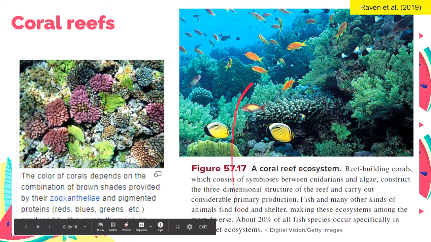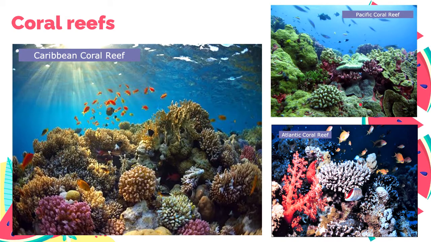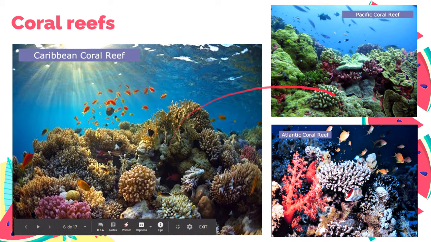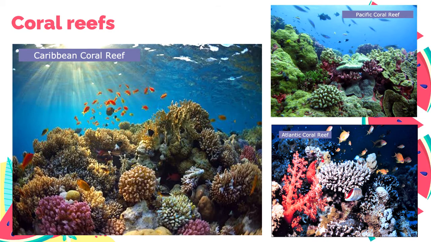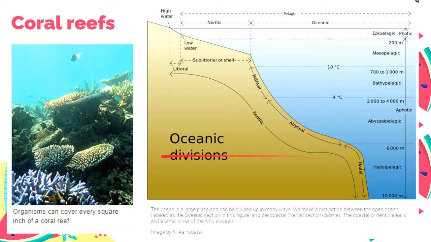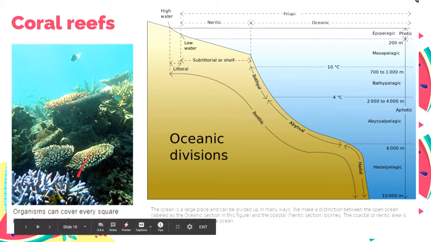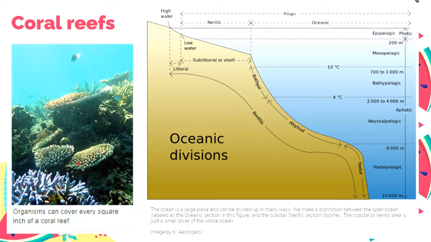So you have here different fish living in a coral reef. Other images would include a photo of the Caribbean coral reef here, Pacific coral reef, and Atlantic coral reef. So all of these are very beautiful examples of coral reef ecosystems. Organisms can cover every square inch of a coral reef, and they're also part of the different layers or zones of the water column.